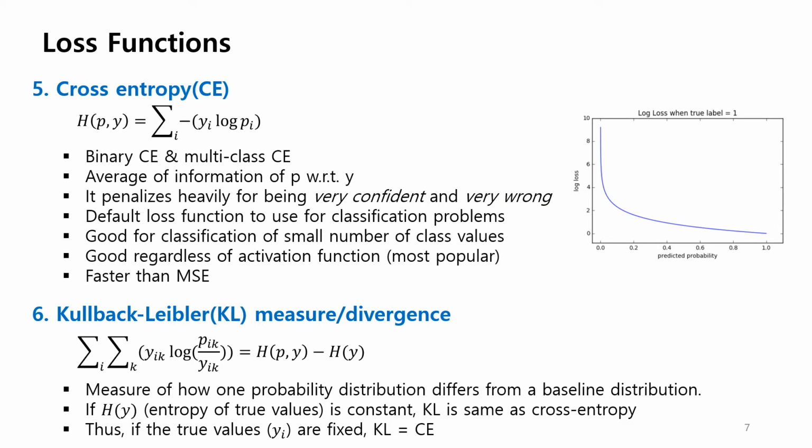The next loss function is cross entropy. Actually, cross entropy is one of the most popular loss functions we use these days. So this is the formula of cross entropy. Okay, so y is the target value, p is the prediction. Minus y times log p_i. We have binary cross entropy and multi-class cross entropy. In binary, the class value is binary, and in multi-class, the class value is more than 2. Okay.